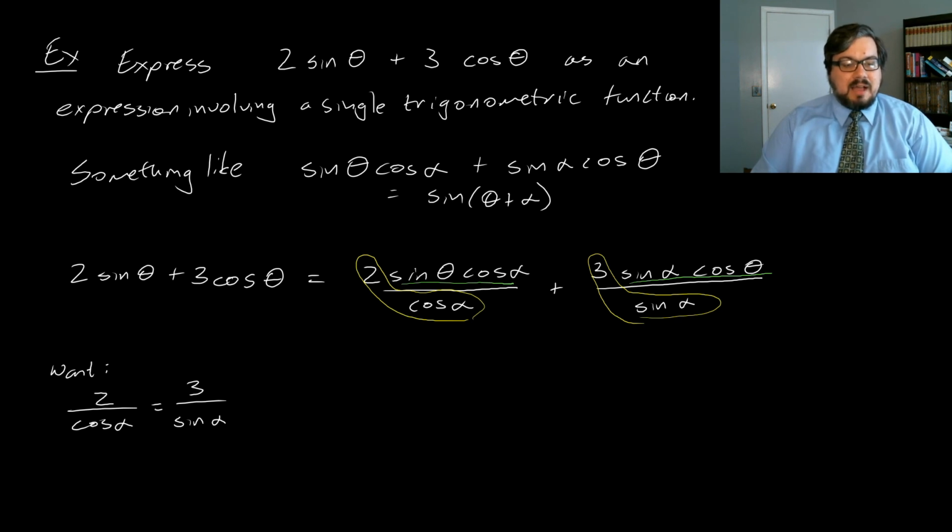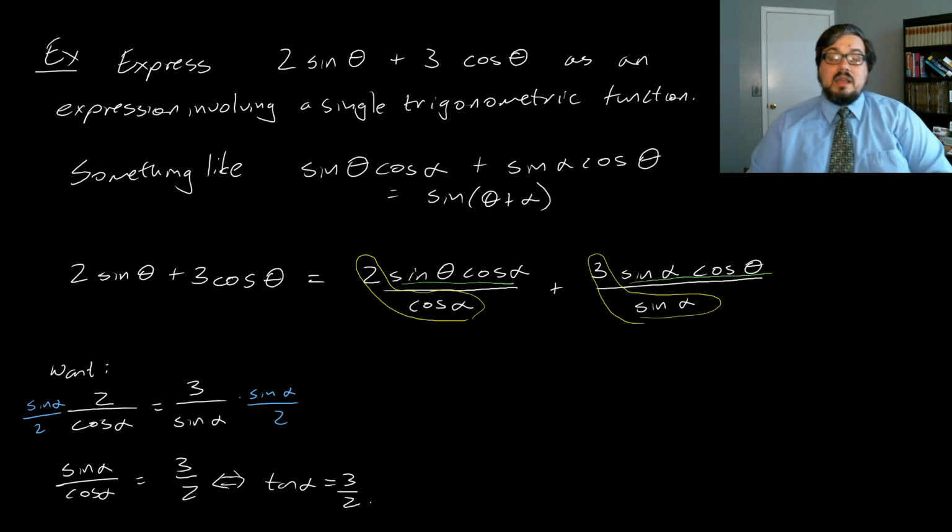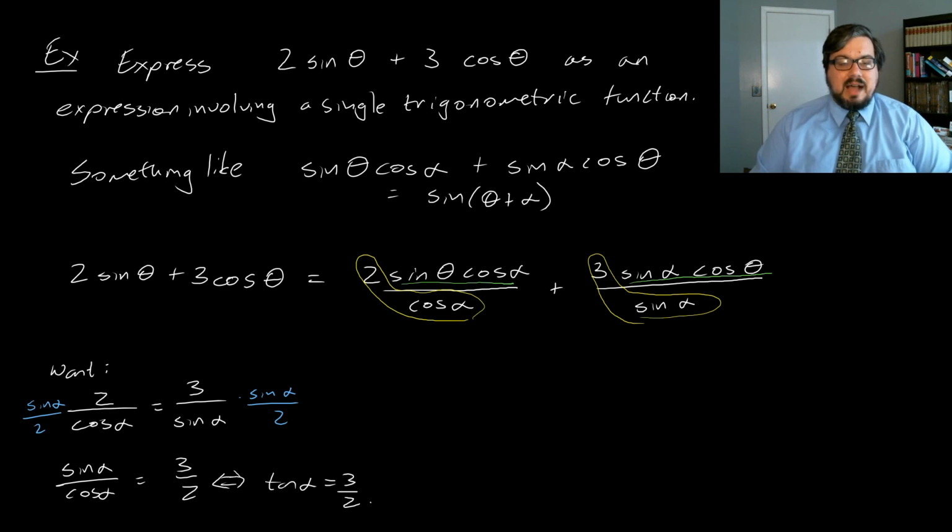Rearranging this, if I multiply both sides by sine alpha and divide both sides by 2, I get that I want sine alpha over cosine alpha to equal 3 over 2. Or in other words, tangent of alpha to equal 3 over 2. And as long as that happens, that means that I will be able to factor this expression out, because if tangent of alpha is 3 over 2, then that means that 2 over cosine alpha and 3 over sine alpha are the same thing.